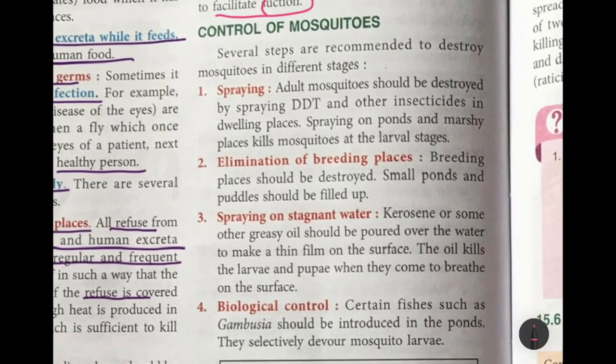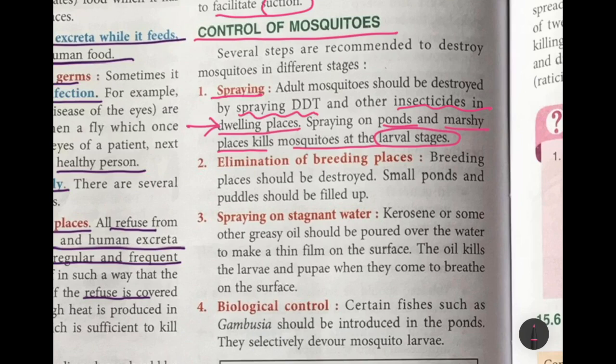So for that, we need to control mosquitoes so that there is no spread of diseases. How can we control mosquitoes? First is by spraying. Adult mosquitoes should be destroyed. How can we destroy them? By spraying DDT and other insecticides in the places where they stay, in their dwelling places. Spraying on ponds and marshy places kills mosquitoes at the larval stages.